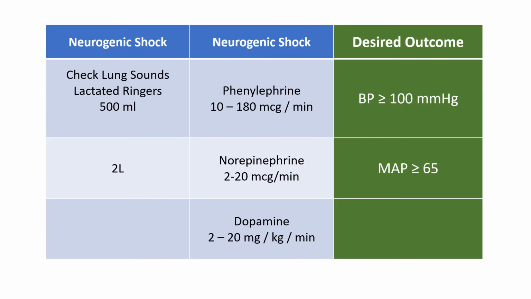Your desired outcome for treatment of neurogenic shock includes a blood pressure greater than or equal to 100 systolic or a MAP greater than or equal to 65. You're going to check those lung sounds, administer lactated ringers, 500 milliliter boluses up to 2 liters total, then move on to pressors, including phenylephrine, norepinephrine, and dopamine.